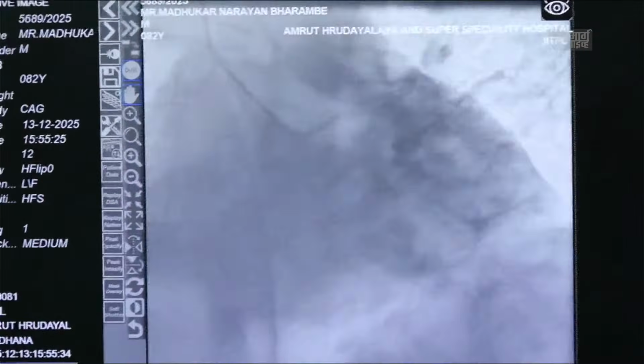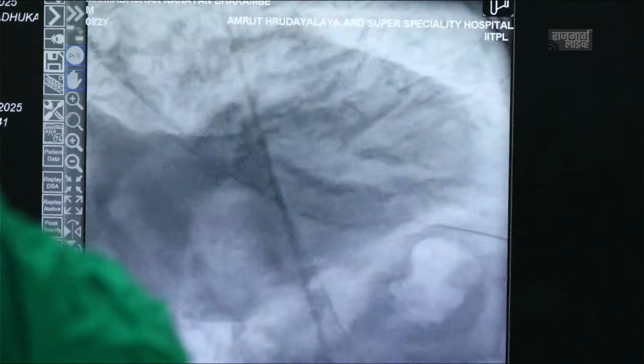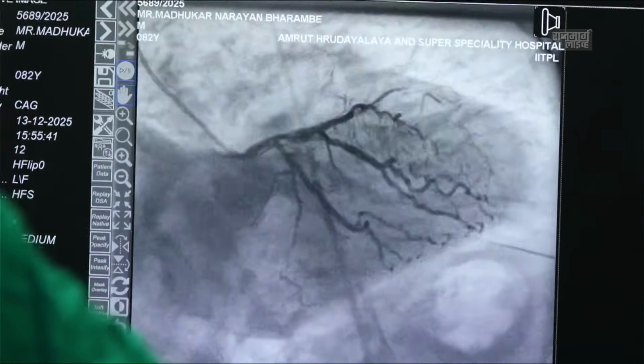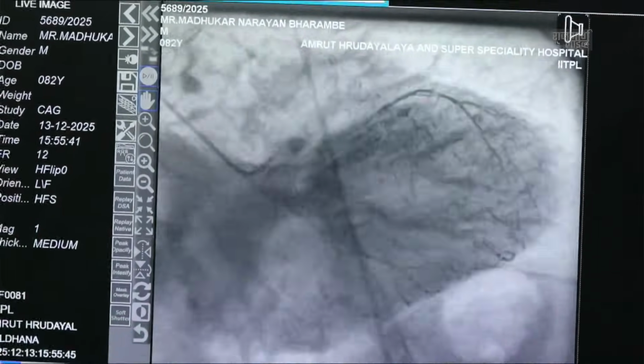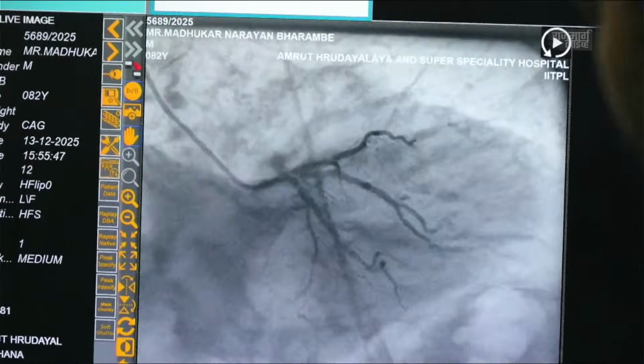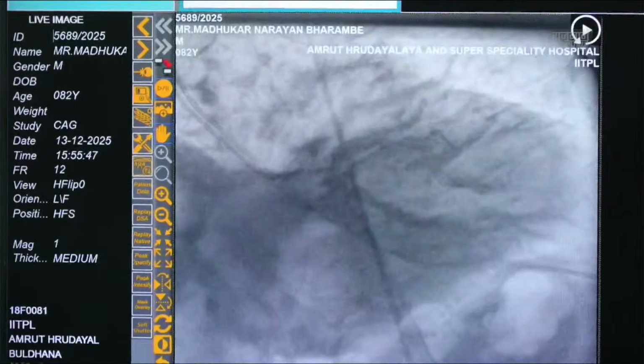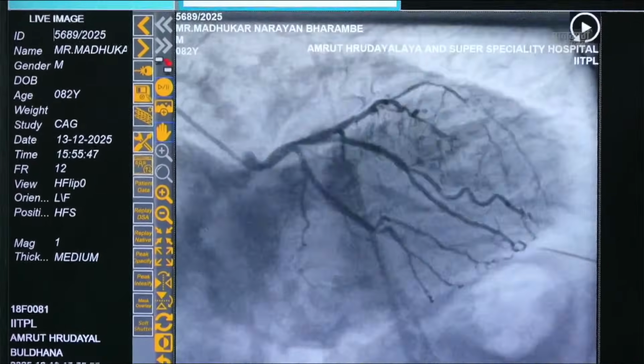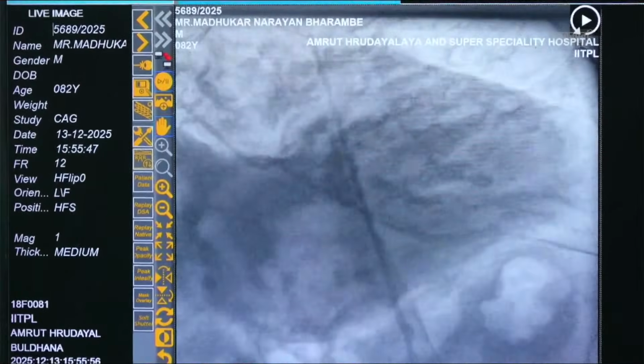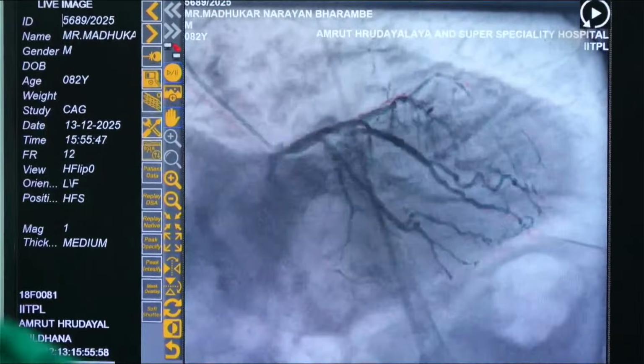Now we have hooked the left coronary artery. The left coronary artery divides into two main branches, the LAD and the LCX, the left circumflex coronary artery. We are now injecting the left main coronary artery. The left main is very nice. Here it is dividing into three branches: the left circumflex, ramus intermedius, and left anterior descending artery. The left anterior descending artery of the patient also has a tight lesion.